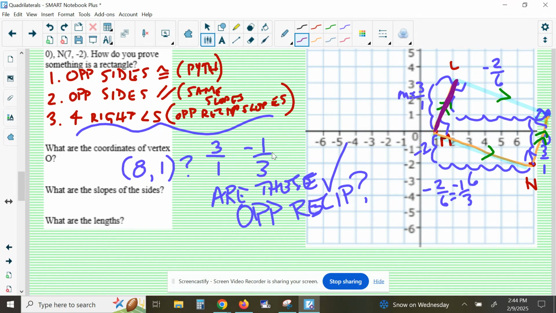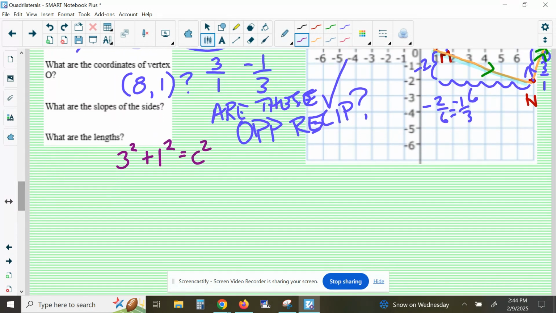And remember, to find the length, we have to use the Pythagorean theorem because we can't count boxes. They're diagonal. So how much do we rise? 1, 2, 3, and run 1. So this side is 3, and this side is 1 for our fake right triangle. So that is 3 squared plus 1 squared equals c squared. So 3 times 3 is 9 plus 1 times 1 is 1 equals c squared.